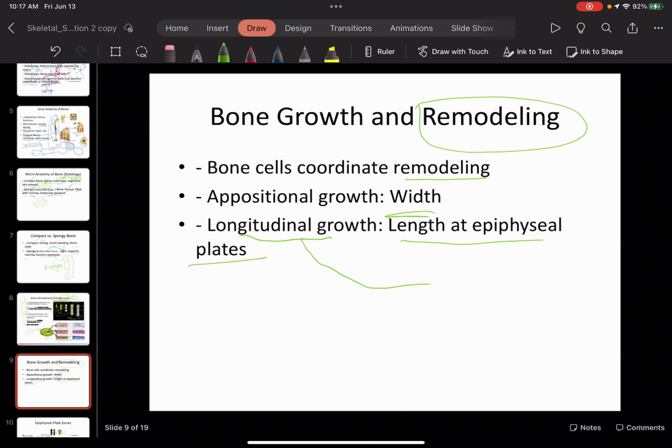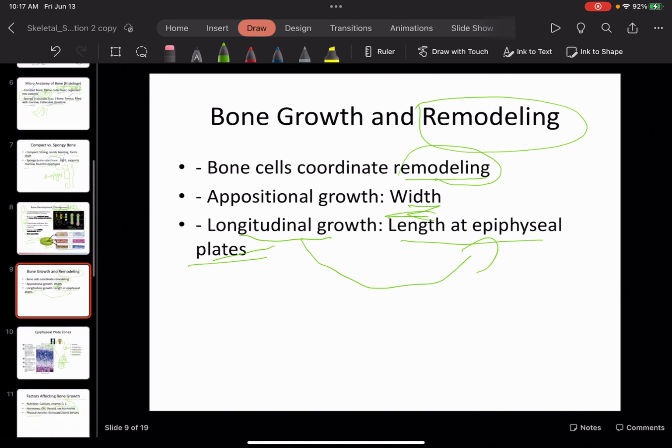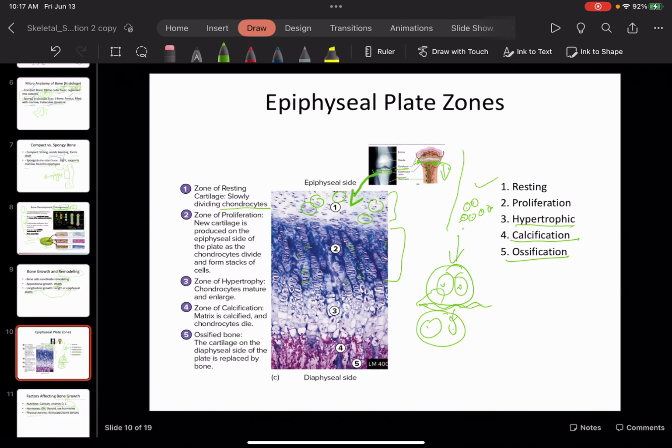Longitudinal growth happens in the epiphyseal plate, the cartilage I will show you later. Appositional growth, the width-wise remodeling, is happening throughout. So the epiphyseal plate has 5 zones: resting, proliferation, hypertrophic, calcification, ossification.